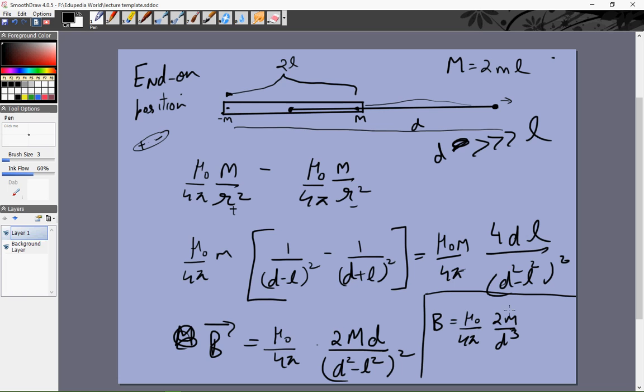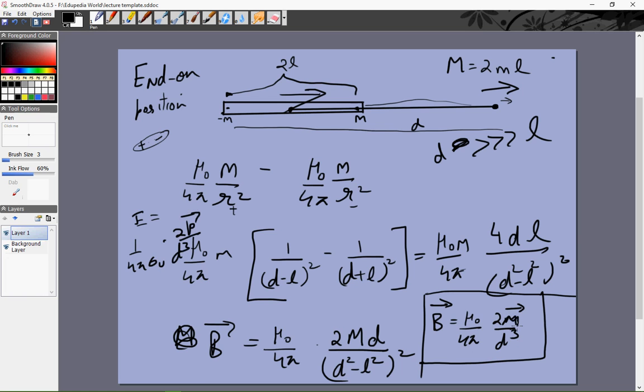And also we can put the vectors, because the direction of the magnetic field is towards the right, and the direction of this dipole is also towards the right. This is very similar to the formula we had for electricity. In electricity we had the formula: electric field at the end zone position is 1 by 4 pi epsilon naught, 2p by d cube. Here we have mu naught by 4 pi, 2M by d cube.